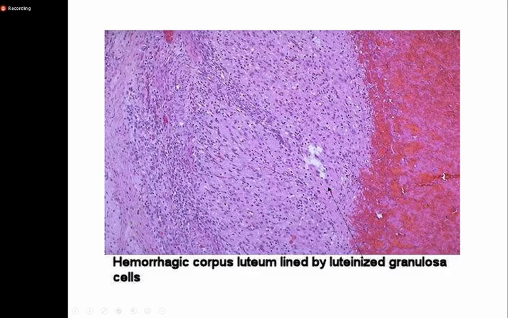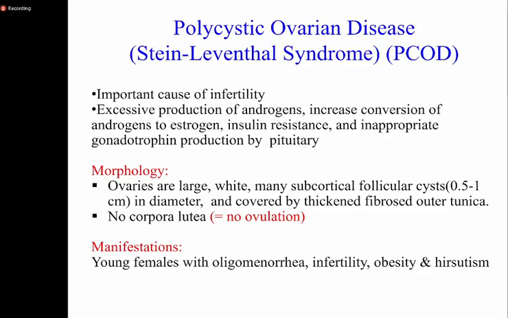And then we come to polycystic ovarian disease, so-called Stein-Leventhal syndrome. It's an important cause of infertility, as you shall learn when you go into your OBGYN. And the polycystic ovary is associated with excessive production of androgens, with increased conversion of androgens to estrogens, complicated by insulin resistance and inappropriate gonadotrophin production by the pituitary. So the whole axis just goes out of whack.